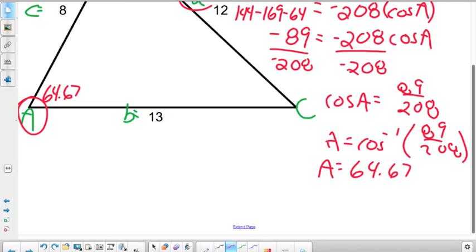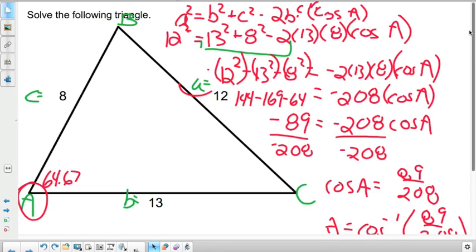Only 2 more to go. Oh yeah, we can use the sine law. Yeah, we can use sine law. So let's calculate B now. Why can we use the sine law now? Because we have an angle now. Right? You can still calculate B using the cosine law.